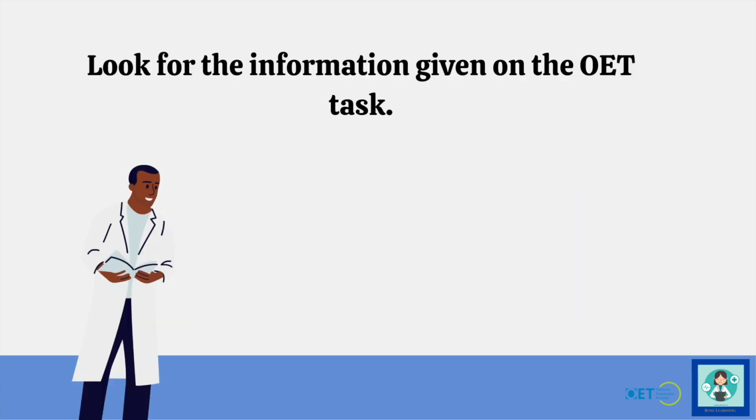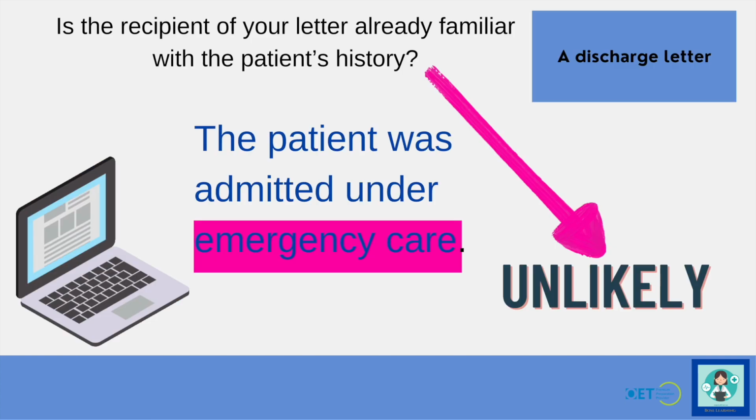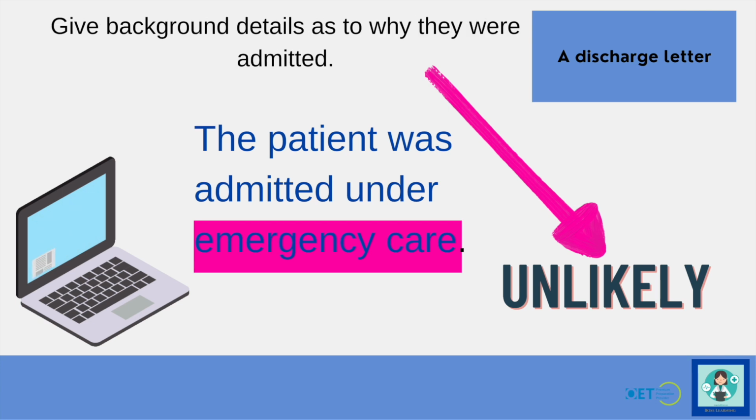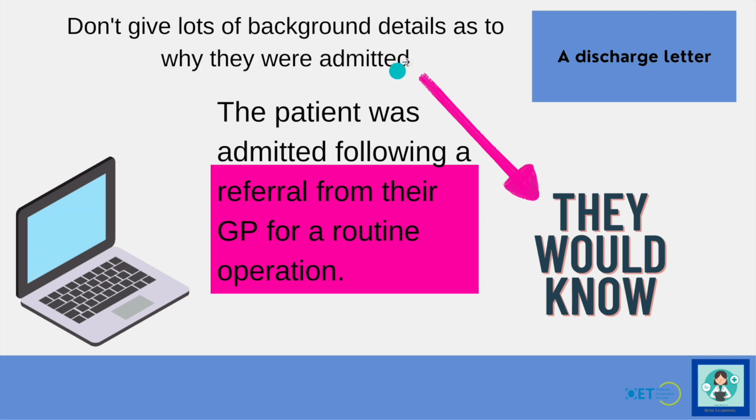So look for the information given on the OET task and think, do I need to give a lot of background details to the case? If it's an emergency case and the GP is unlikely to know the reason for the admission, then yes, give background details as to why the patient was admitted. However, if it was a routine operation, the GP's already referred the patient to you, then don't give lots of background details as to why they were admitted, because the GP knows this already.